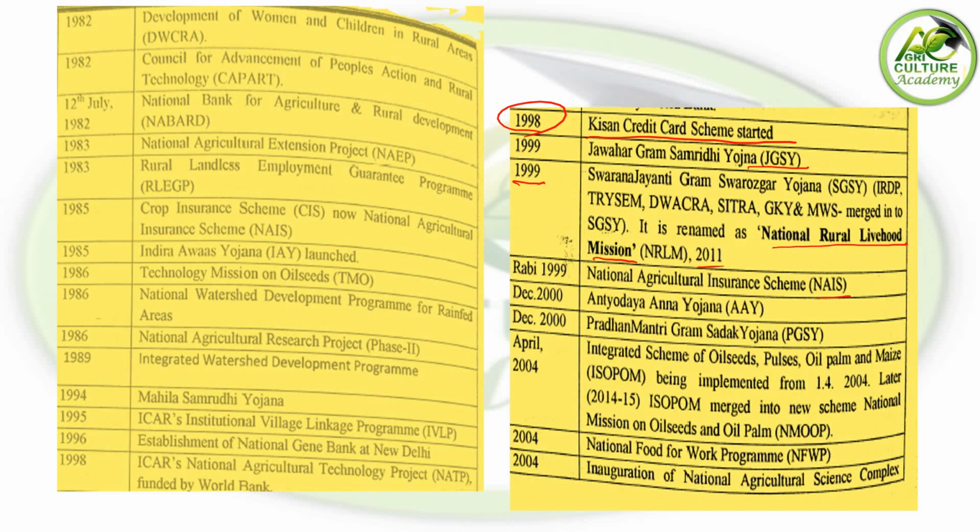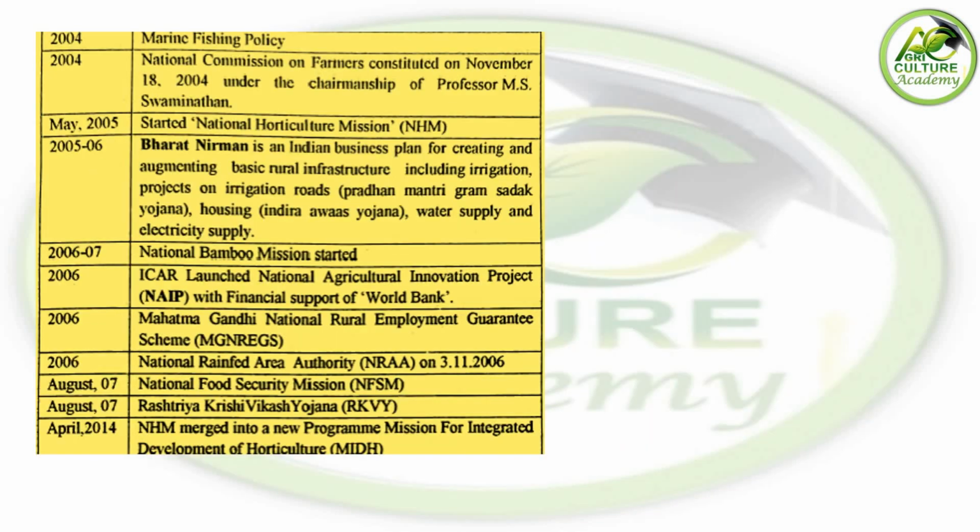In April 2004 Integrated Scheme for Oilseed, Pulses, Oil Palm, Maize, ISOPOM, being implemented from 1st of April 2004. Later in 2014-15 ISOPOM merged to new scheme called National Mission on Oilseed and Oil Palm. In 2004 National Food for Work Program. In 2004 inauguration of National Agricultural Science Complex at New Delhi.